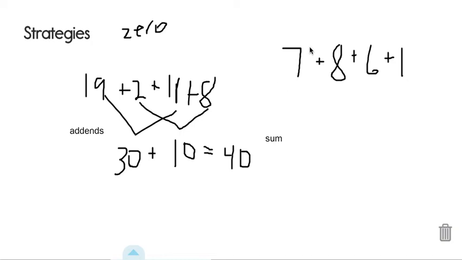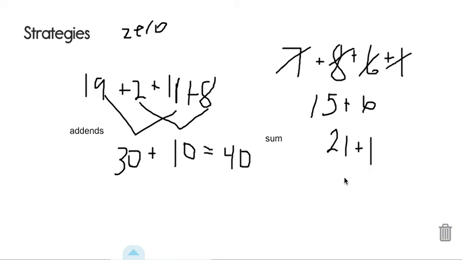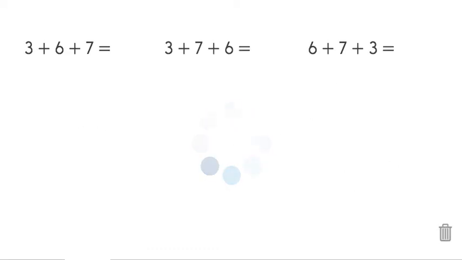So I'm going to do 7 plus 8 first. When I do 7 and 8, I know I get 15. Now to that 15, I'll add 6. 15 plus 6 is 21. Now to 21, I'll add my last number, 1. I'll take it one step at a time and get 22. So take it slow, one step at a time.